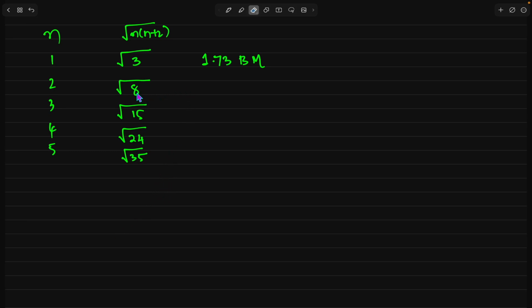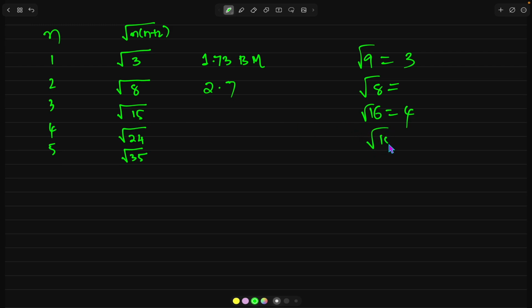So root 8, how do you solve root 8? You know root 9, right? Root 9 is how much? Exactly 3. Guess root 8; it will be less than 3, right? So you can write it like 2.7 or 2.6. Root 16 is how much? 4. Root 15, how much would you write? Root 15 would be 3.8 or 3.9. So you can write it as 3.8.